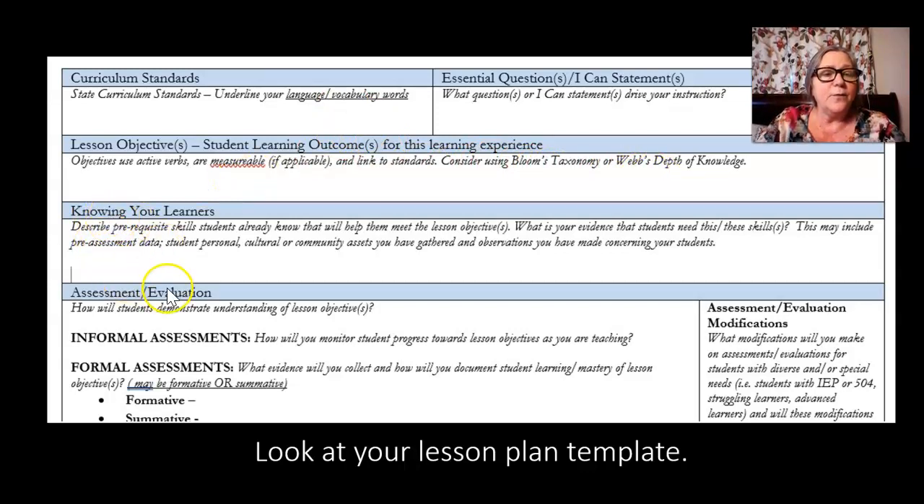In the assessment evaluation section, we're going to put in a division between informal assessments and formal assessments, and then we divide further formative and summative only under formal. That is because informal assessments are always formative.